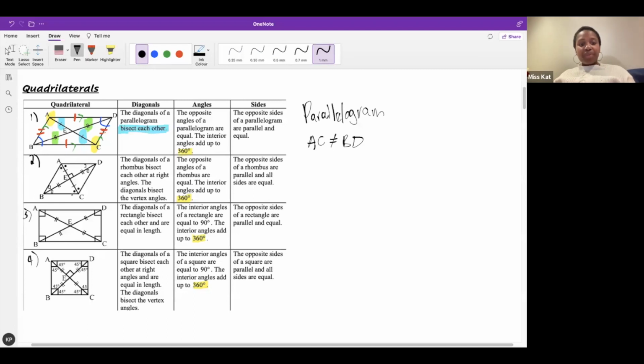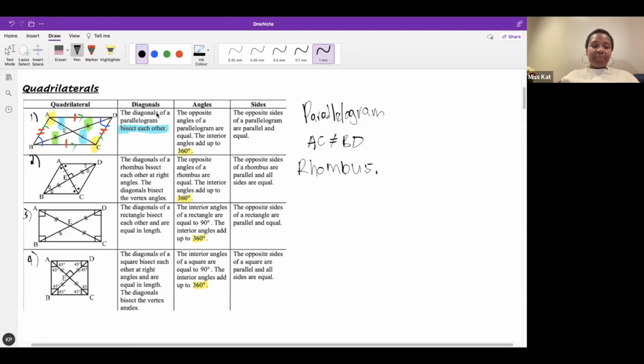It looks pretty. Okay. In shape number 2, what do we call that shape in number 2? Thank you. It's a rhombus. Okay, I knew it. It was too quick. It's not a kite.